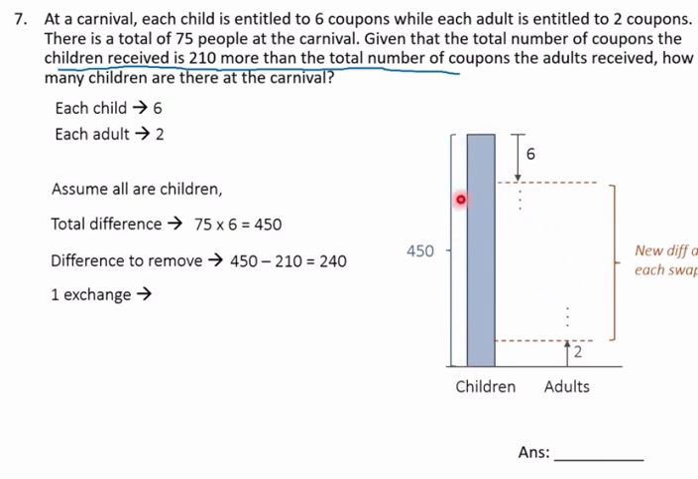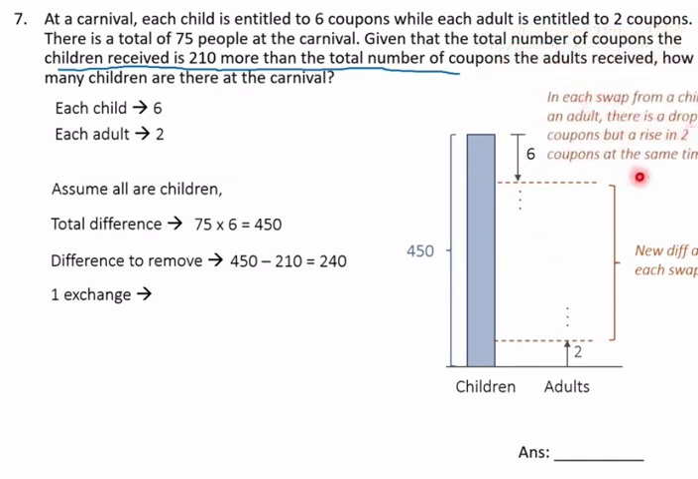Just now the difference was 450. Now, after every exchange, the difference becomes this size only between the two red lines. So this is what I just said. In every exchange, there is a drop of 6, but a rise of 2 at the same time. So that means with every one exchange, I've removed away this difference of 6, and I've also removed away this difference of 2, to allow the difference to narrow down to between these two lines. So what I've taken away is 6 and 2, which is a difference of 8. I've removed away a difference of 8.